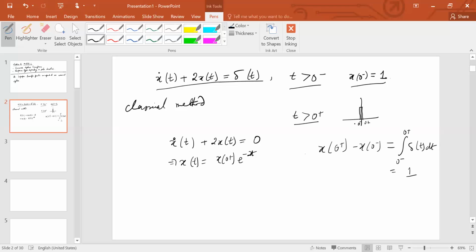The point is that merely knowing the x value at 0 minus doesn't suffice. You have to find the value of x at 0 plus through this argument. And now that you know that x of 0 plus is equal to 2, you can solve this and say that the solution is nothing but 2e to the power minus 2t. So herein ends the classical method, the solution by the classical method.